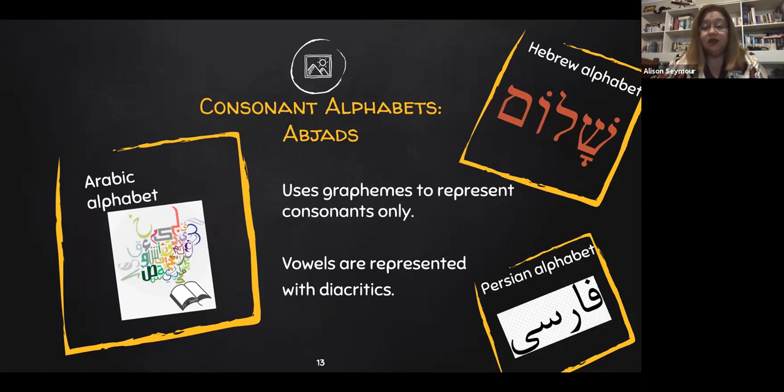So from what I'll call the pure alphabet, we go to a subset of alphabets, which is the consonant alphabets, also known as abjads. These are the Semitic alphabets, where we've got Arabic, Hebrew, Persian and Aramaic. The major graphemes only represent consonants. Vowel sounds are represented with diacritics. So it's a very consonant-focused language. In Persian, for example, there's a little diacritic which indicates that there's a vowel, or which vowel is represented there.